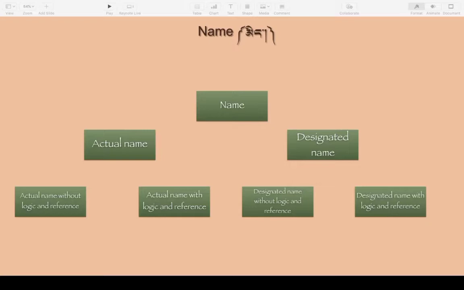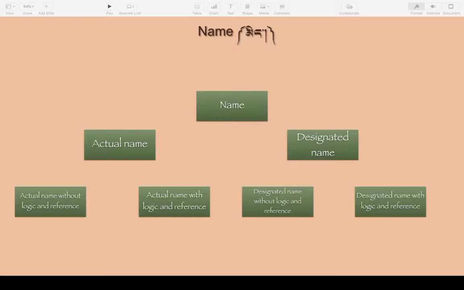And so the definition is that these are names that represent the actual object or phenomena. So it is a name that represents the very object or very phenomena that we are calling it by. And the actual name has two types. The first one is actual name which is with logic and reference. And the other one is actual name that is without logic and reference.